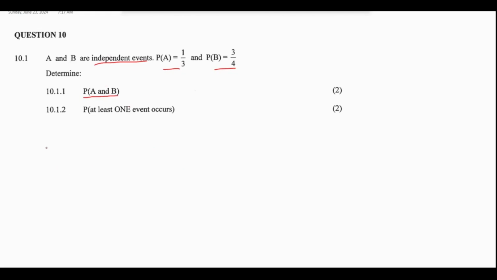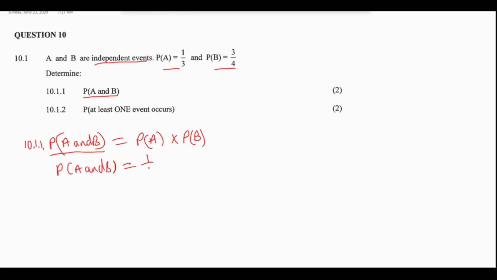For independent events, probability of A and B is equal to probability of A times probability of B. You have to remember that. If A and B are independent, then the probability of A and B is probability of A times probability of B. That's the product rule. 1 over 3 times 3 over 4, right? Then probability of A and B is equal to 1 over 4. That's the answer there. Get your 2 marks.